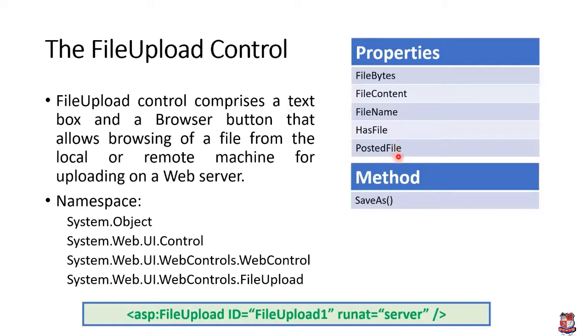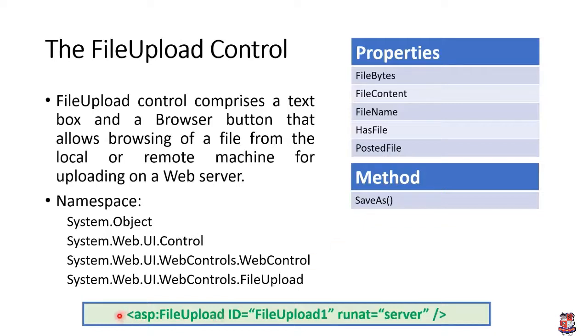And the last one is PostedFile. This property is used to obtain the underlying HTTP posted file object for a file that is uploaded by using the file upload control. There is a single method available for the file upload control, and that is SaveAs. It is used to save the data of an uploaded file to a specified path on a web server.